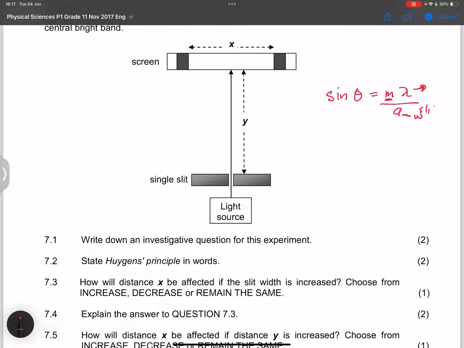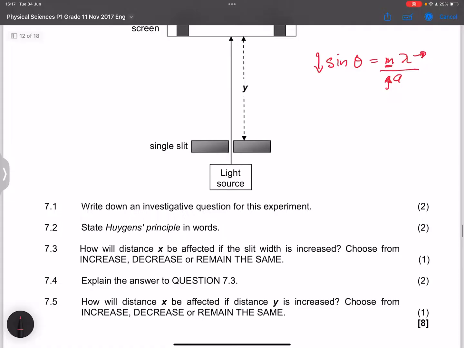Now, notice, ladies and gents, that it is in the denominator. If we increase the slit width, what happens in this case? It means that we are going to decrease that sine of theta, meaning that our angle will get narrower or smaller. So they said to us, if it is increased, then we know that it will decrease.